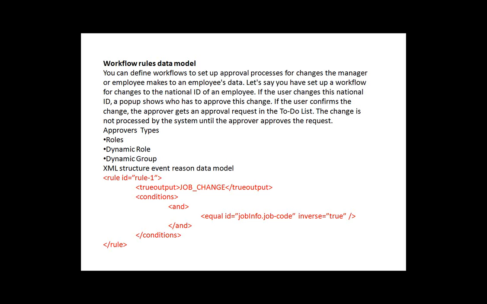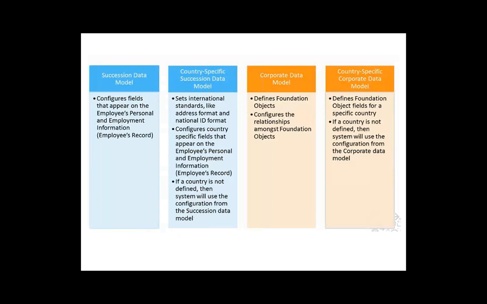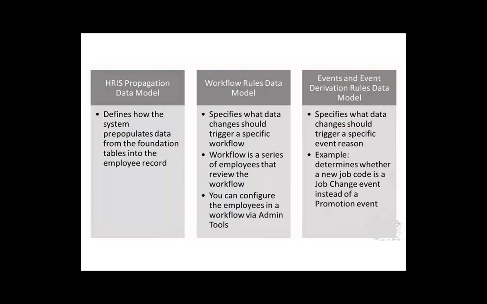Excellent, very good. So in summary, you have 7 data models. In the order of sequence, you first have to do the corporate data model, and then the country-specific corporate data model, succession data model, country-specific succession data model, your propagation rules, and then your workflow rules, and also your event and derivation rules.